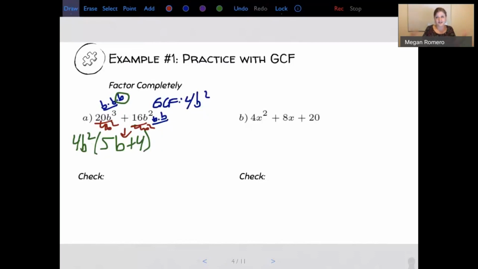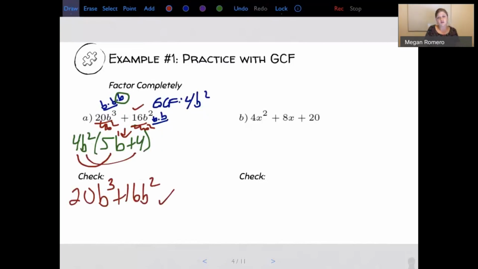Since factoring is undoing with multiplication, we multiply to see if we get the same as what we started with. So we'll take 4b squared times 5b. 4 times 5 is 20. b squared times b, remember rules of exponents, this becomes b cubed. 4b squared times 4 is 16b squared, and we got what we started with, so our answer is correct.